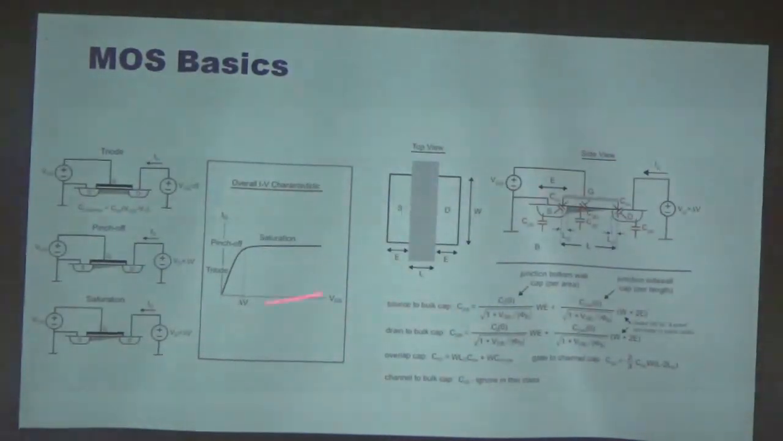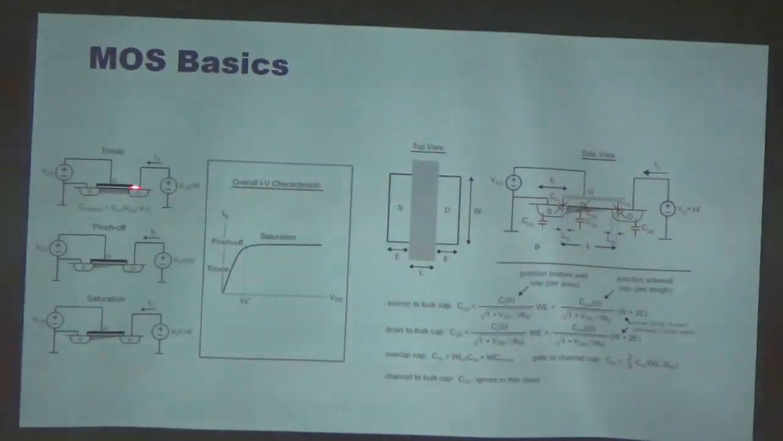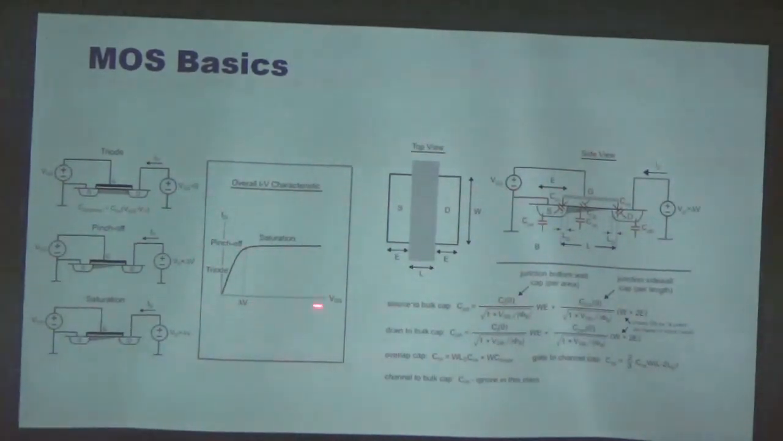So let's start with the MOS basics. This is a very fundamental MOS transistor we have. There are different regions: we start with the triode, pinch off, and then saturation. This is how we generate the ID versus VGS curve. Mostly when we operate the transistor as a resistor, we operate in the triode region, and once it crosses the pinch off, the saturation region comes.